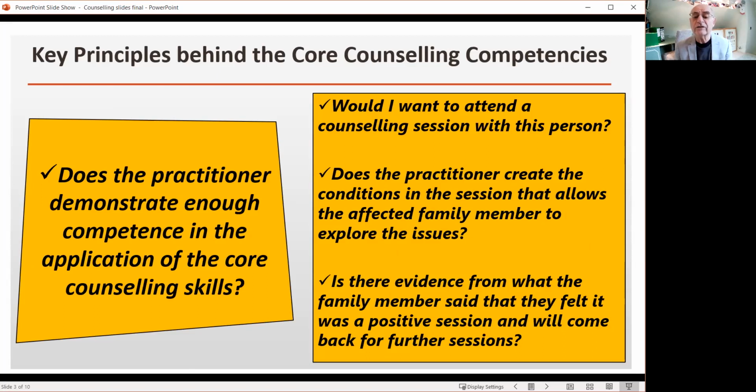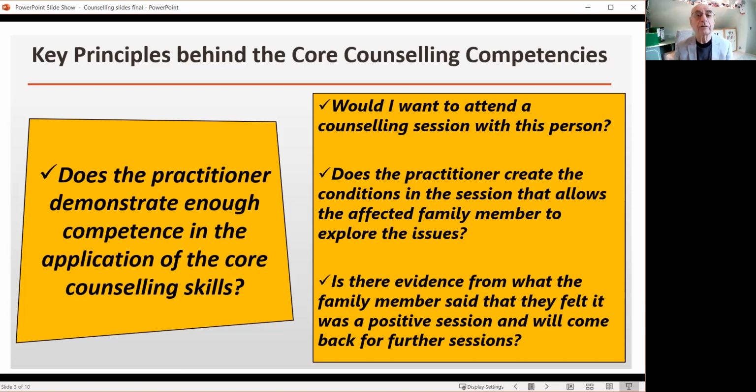First, would I want to attend a counselling session with this person? Second, did the practitioner create the conditions in the session that allowed the affected family member to explore the issues? And third, was there evidence from what the family members said that they felt that this was a positive session and would come back for further sessions? Our basic stance is that if we can answer yes to these 3 questions, then it's clear that the practitioner has demonstrated sufficient competence in the counselling part of the 5-step method.